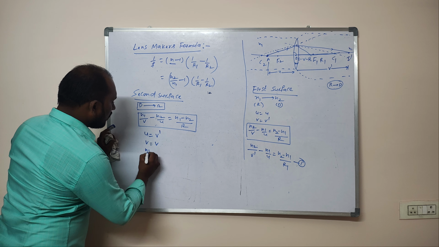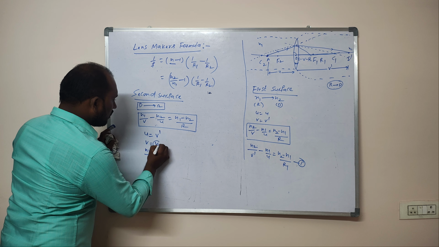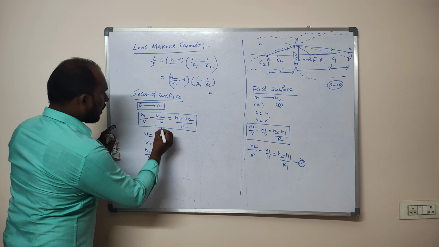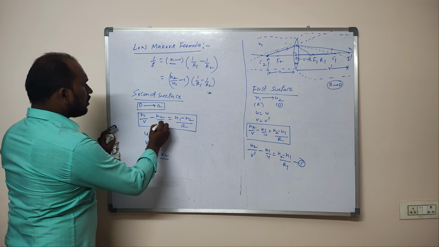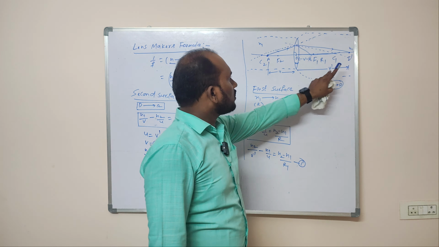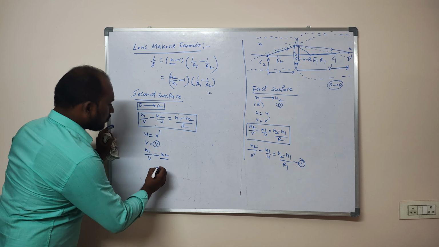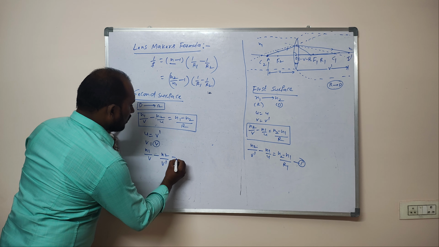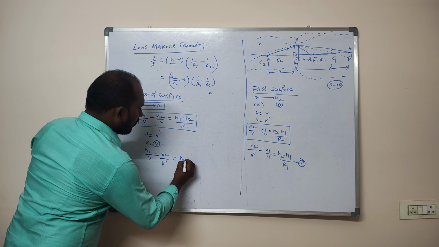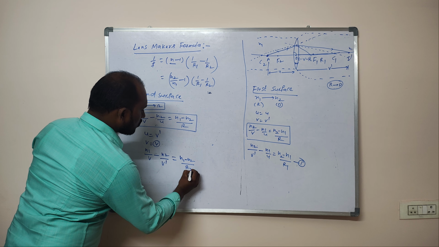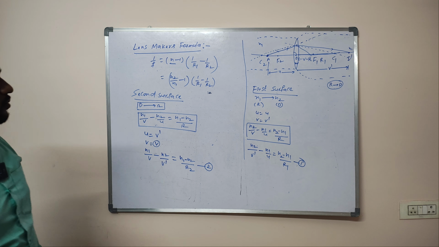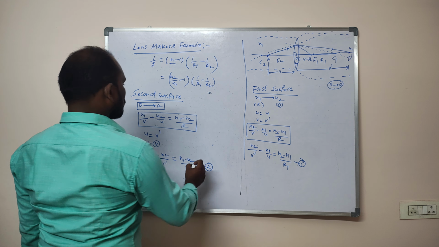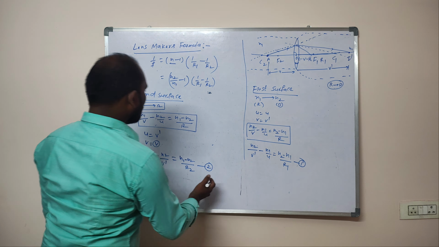So n1 by v, where v remains v only, minus n2, and n2 remains n2 only. But what is the object distance, guys? The object distance is v dash. So now we have to substitute this v dash here. So n1 by v minus n2 by v dash is equal to n1 minus n2 by r2. Let us call this equation 2, and the earlier one equation 1.